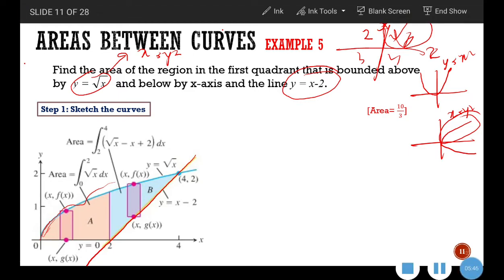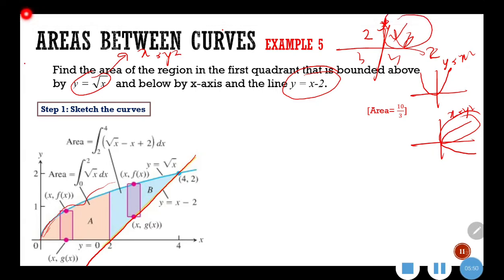Okay, so dia dah cakap dah. Bounded above by y equals square root x. So this is our curve, y equals square root x, and below by the x-axis. X-axis pun become dia punya border. Okay, so this is the x-axis or y equals 0.